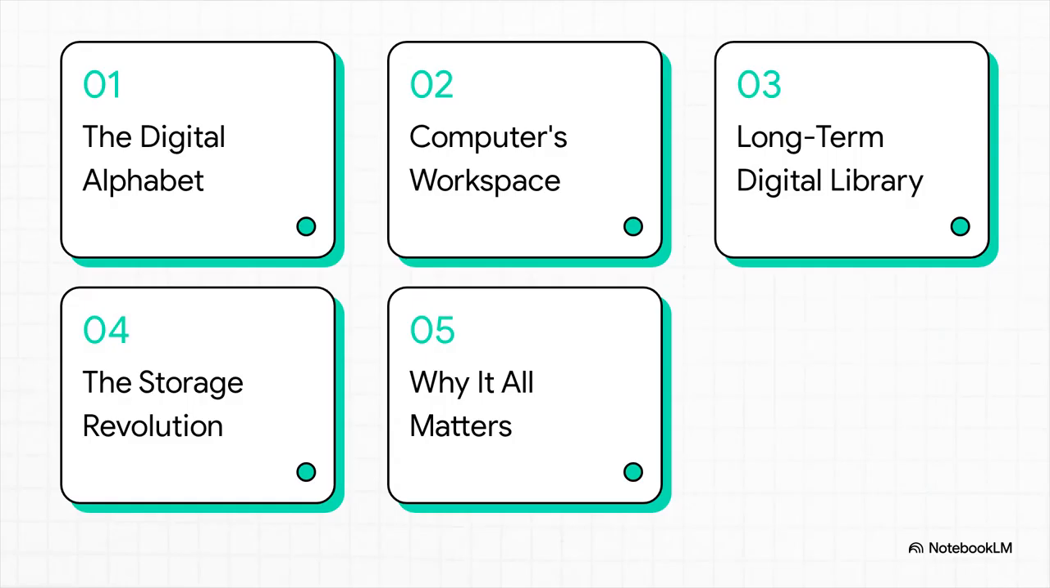All right, so here's our game plan. We're going to start with the basics, what I like to call the digital alphabet. Then we'll look at the computer's short-term memory, its active brain, if you will. From there, we'll explore its long-term library. We'll also trace the incredible evolution of storage and then wrap it all up by talking about why any of this actually matters to you.